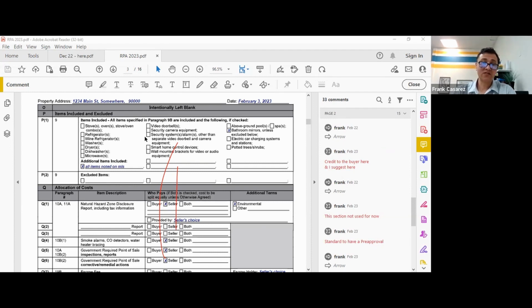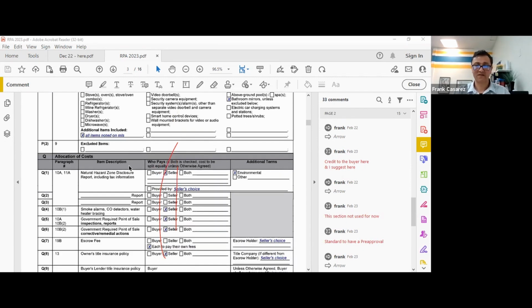But if there's something there that you really want, whether it's a refrigerator, a stove, a chandelier, or whatever it is, you want to check that, but I would also check this box and put anything noted on the MLS. Because then we could have made that enforceable, because they noted it in the description. And if we put all items noted on MLS, then now it makes the seller obligated to have it as part of the purchase. Make sense, everyone?